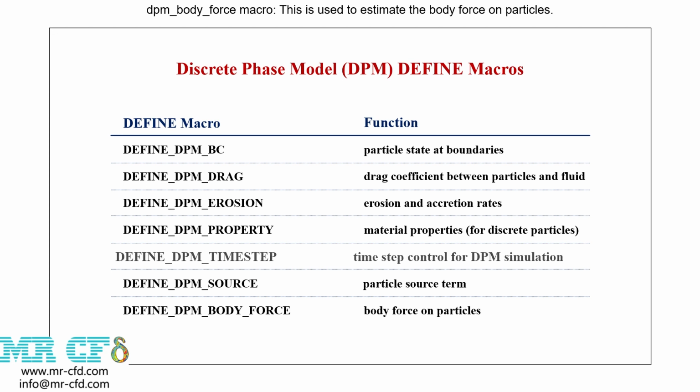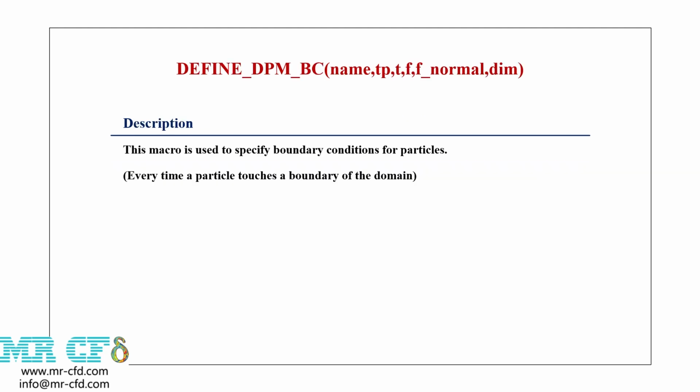DPM time step macro. This is used to control and adjust the time step in discrete phase simulations. DPM source macro. This is used to express the source terms of particles in equations related to discrete particles. DPM body force macro. This is used to estimate the body force on particles. Now, among the introduced macros, we will examine a few examples.